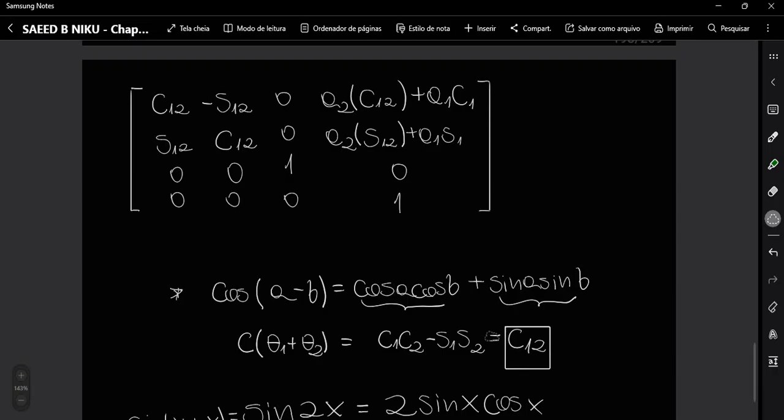Which represents the total transformation of the frame of the hand in relation to frame 0. So it is the transformation of the H frame in relation to the frame 0.